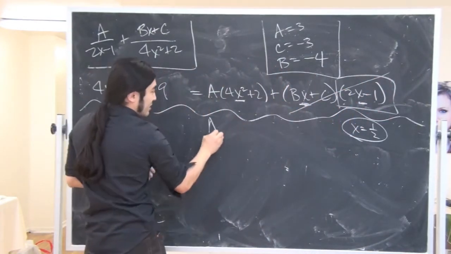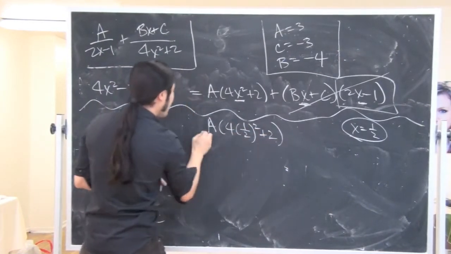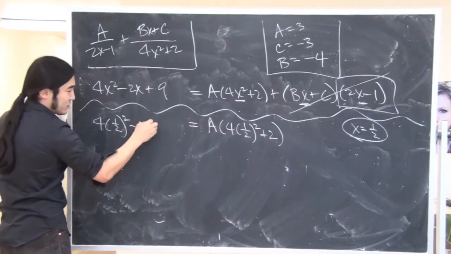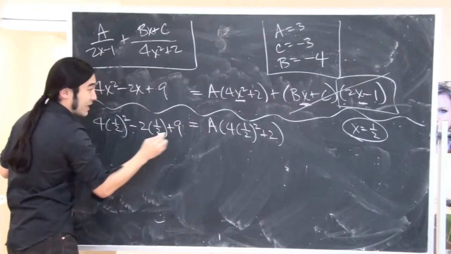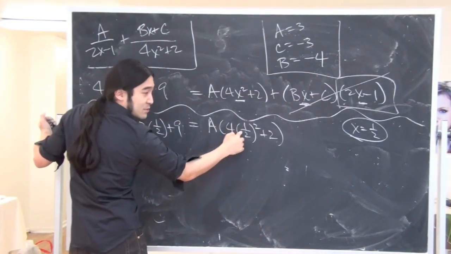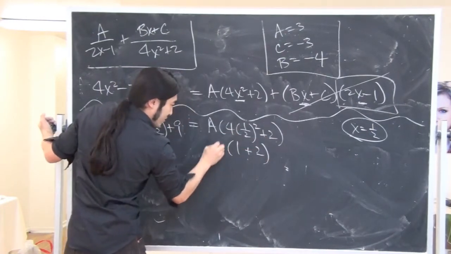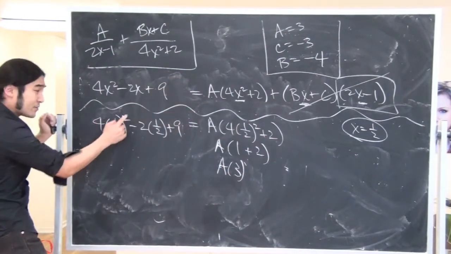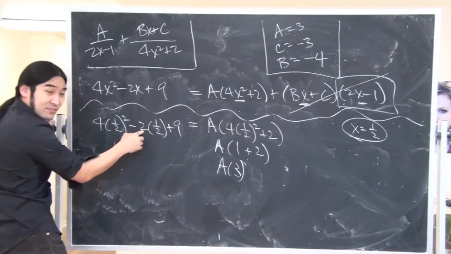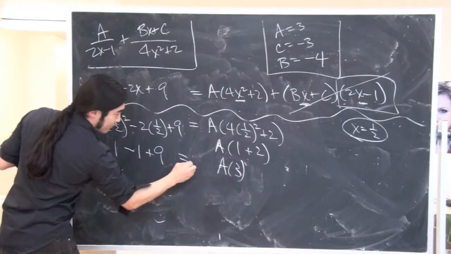Fill in what's left. Then I get a times 4 times 1/2 squared plus 2 is equal to 4 times 1/2 squared minus 2 times 1/2 plus 9. Finish this equation, but 1/2 squared is 1/4. 4 times 1/4 is just 1. So 1 plus 2, and we get this. Right. On the left side, 1/2 squared is 1/4. 1/4 times 4 is again 1. 1/2 times 2 is again 1, or negative 1, right? And here's just 9 hanging out.